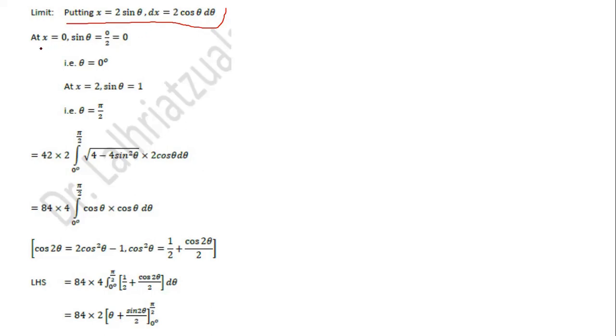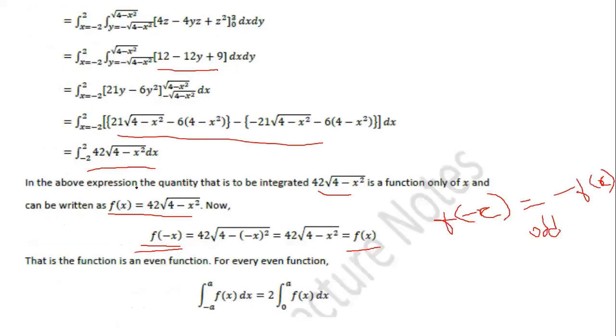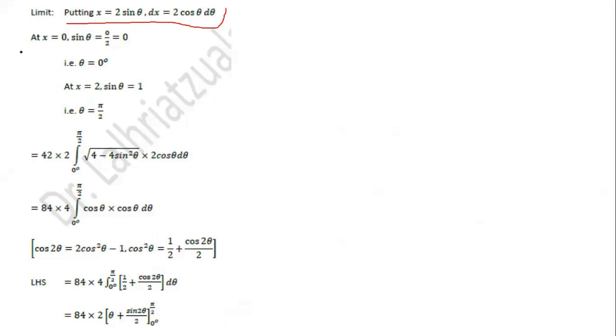Then, using this even function property, the integration limit will be, instead of -2 to +2, from 0 to 2. So the lower limit of x is 0, the upper limit of x is 2. At the lower limit, what will be your theta value? Theta value can be deduced from here. Sine theta is x upon 2. So when x is 0, sine theta is 0. Sine theta will be 0 only when your theta value is 0 degrees.